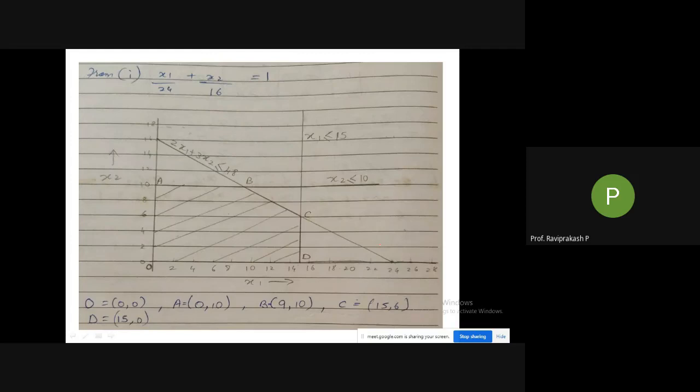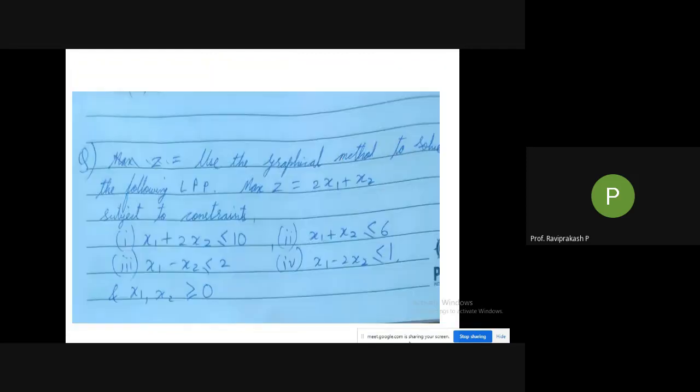I hope you understood. Next, I'll give you one more question. So write this. Use the graphical method to solve the following LPP. I think this might be a question paper problem, because the theory and all is given. Somewhere long back they might have asked this question. So try this. If you see here, there are 4 constraints. First, this is the first one.